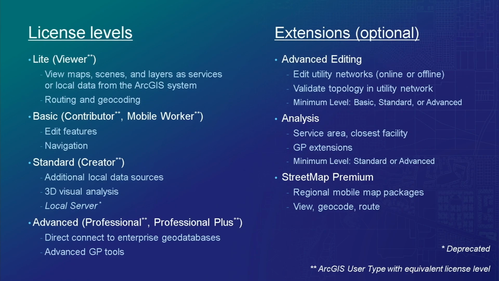Analysis, some specific analysis capabilities like service area, closest facility. This is where some of the geoprocessing capabilities we see in local server light up. And then StreetMap Premium, which is basically access to StreetMap Premium data packages for different regions, right? And it allows you to view, geocode, and route based on those packages, pre-created data, basically.